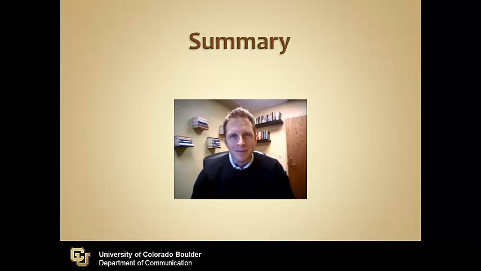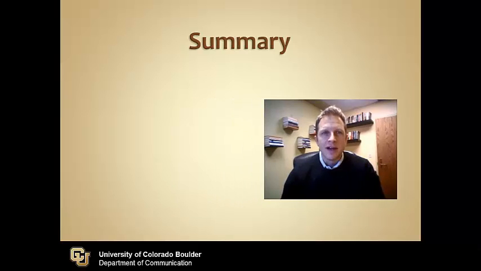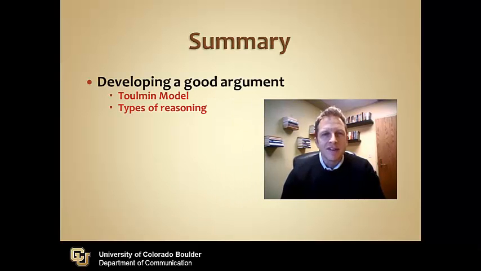So let's wrap this up. We covered three main topics in this video lecture. First, we looked at how to develop a good argument, emphasizing the Toulmin model of argumentation, and three main types of reasoning. This provides a blueprint for a good argument, showing the necessary components and how they should fit together, while also acknowledging that only having a good argument is rarely sufficient for effective persuasion. There's still a lot more we need to do in terms of style and aesthetic appeal, but this is the foundation.